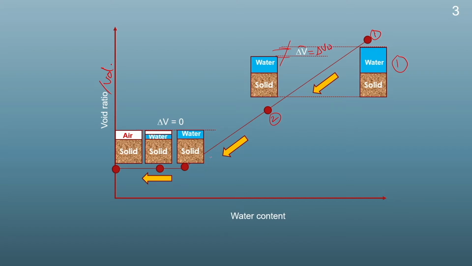Again, when we dry the soil sample, we will reach a point 3. At point 3, again there will be a decrease in the volume of the soil due to the removal of the water from the soil, and again this change in the volume will be equal to the change in the volume of the water. Now, if we draw a line connecting points 3 to 1, we will get a line which is inclined 45 degrees to the x axis.